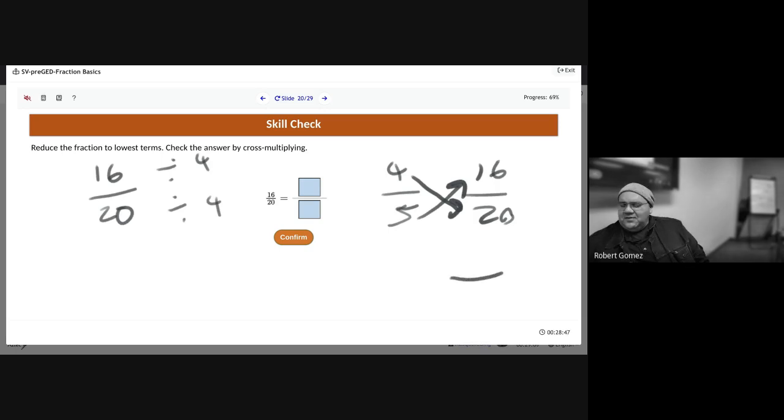So on a calculator, what's 5 times 16, you guys? Someone figure that one out. 16 times 5. 80. Is it 80? Okay. And what's 4 times 20? There you go. Yep. And so that's going to be the correct answer because it's equivalent. So 4 over 5 is equivalent to 16 over 20. Yeah, there you go. So that's how we do our check.